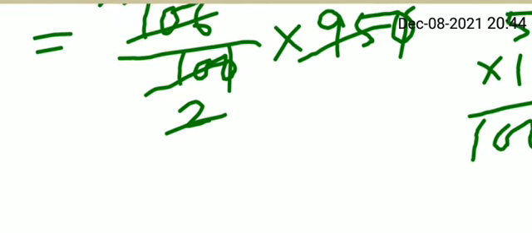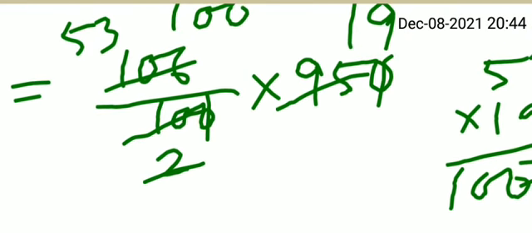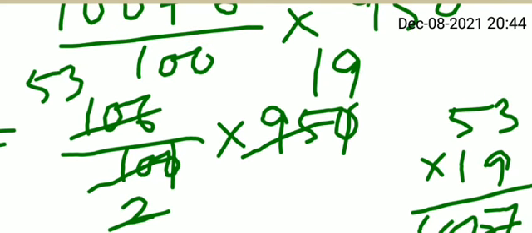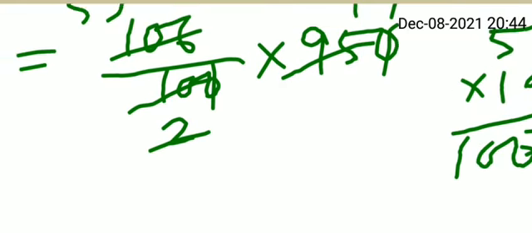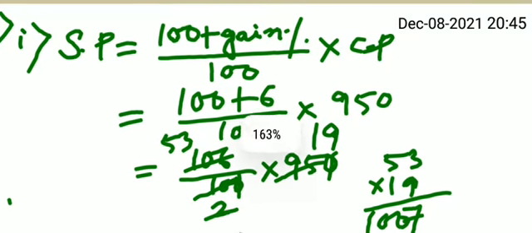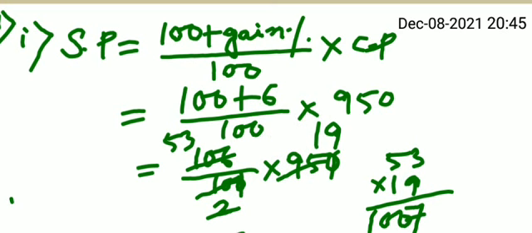So here the cost price is... how is it possible? No, cost price is 950. So selling price is 1007. So this will be 1007 rupees. Okay. So in this way you have to solve question number 1. Understand?